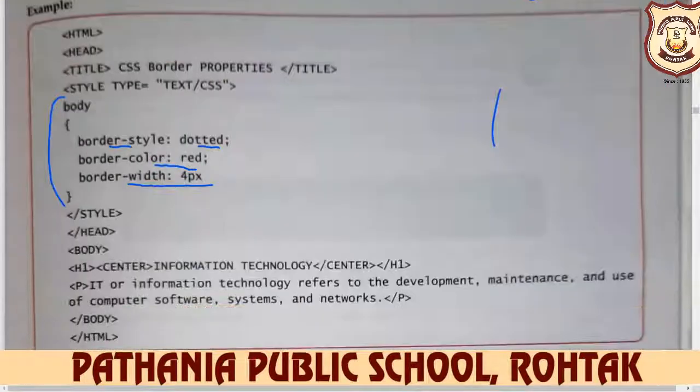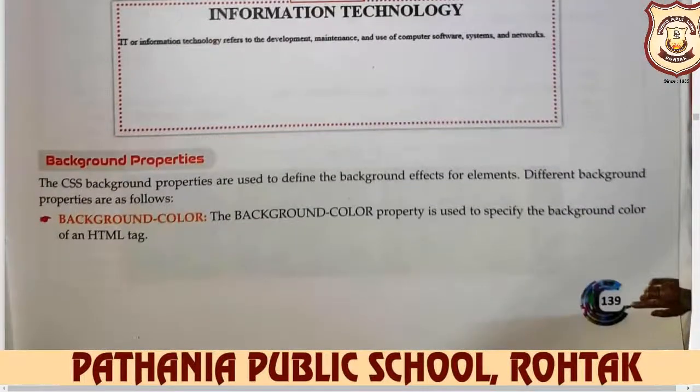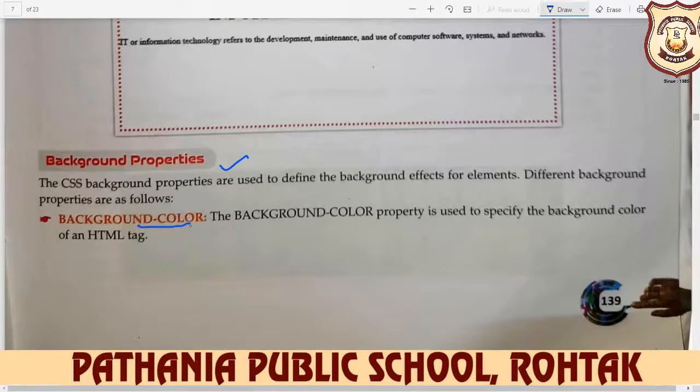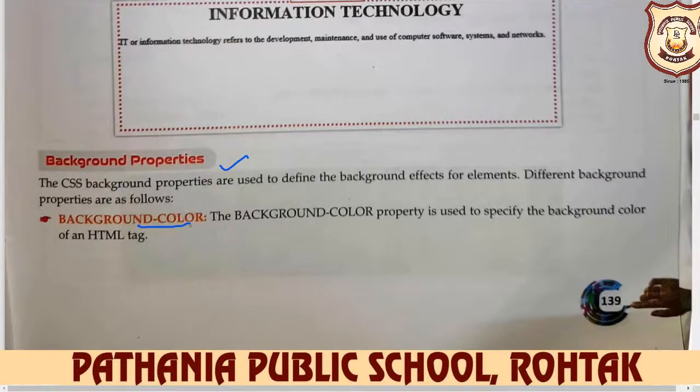Your next property is the background property. A very interesting property here. The CSS background property is used to define the background effect for elements. Different background properties are as follows. Your first is the background color property. If you want to change the background color of your image, or the background color of the web page, then you use background, then a hyphen, and then write color.